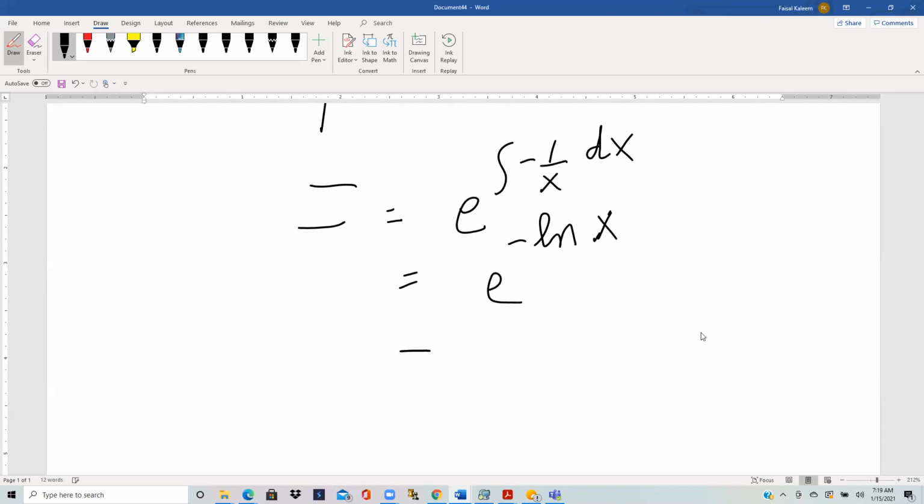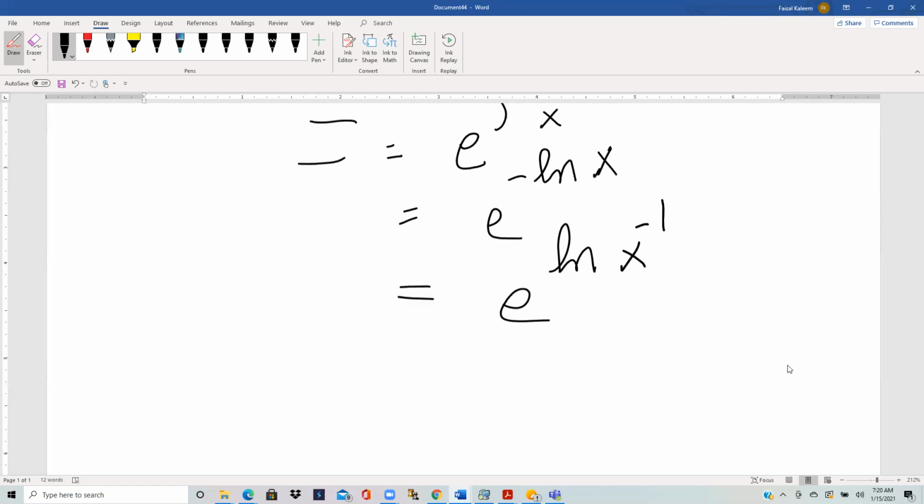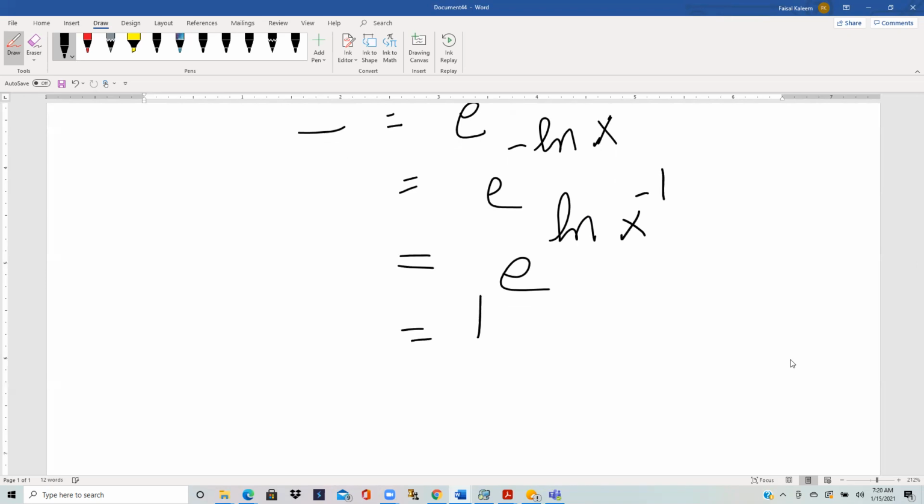Now you know that e and ln cancel out if there is nothing in between, but right now there's this negative sign in between. So we need to send this negative sign somewhere else, and the only place we can send it is in the power of this x using the log property. You know that the power over here can come as a coefficient. Similarly, the coefficient over here can be raised to the power if there's a log here. So e power ln x power negative 1. And now e and ln have nothing in between and they can cancel out. So that's 1 over x.